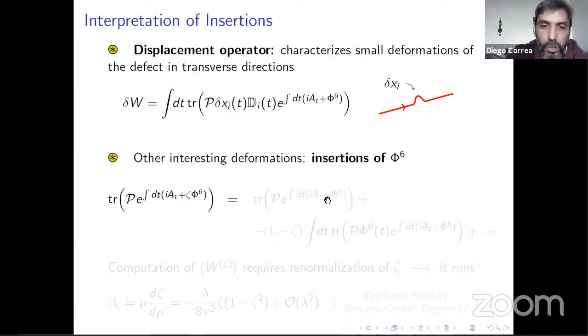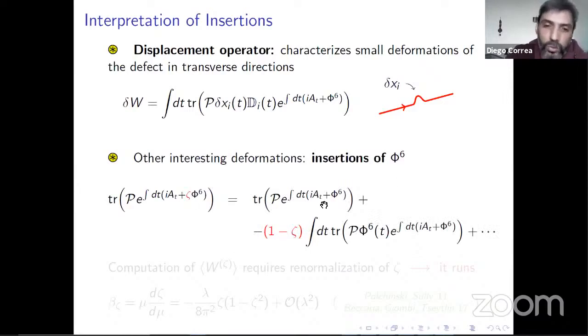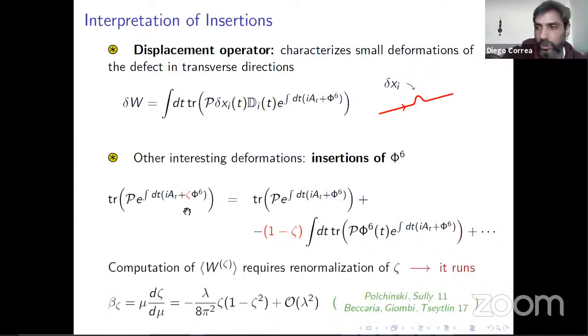And now, why is this related with the phi 6 insertion? Because if we now expand these operators, say near zeta equal to 1, we have, to leading order, the Maldacena-Wilson loop, and the following orders are just insertions of phi 6 integrated all over the line in the Maldacena-Wilson line. So insertions of phi 6 are the way to build this interesting interpolating Wilson loop between the ordinary and the Maldacena-Wilson loop.